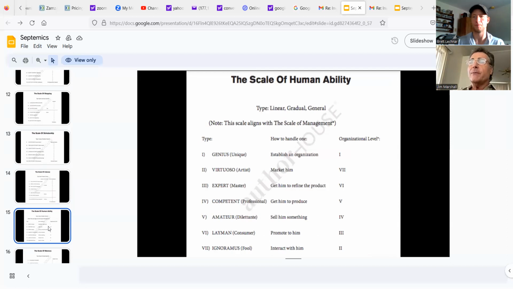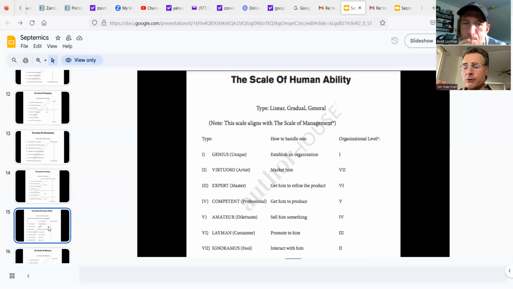Okay, his scale of human ability. This scale is extremely important. It's more important than you can imagine at first blush. This is a scale that talks about how much ability a person has.